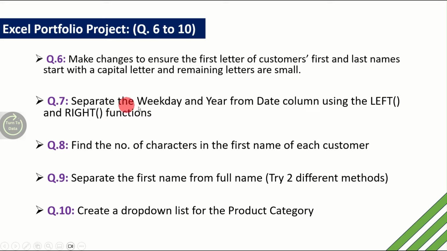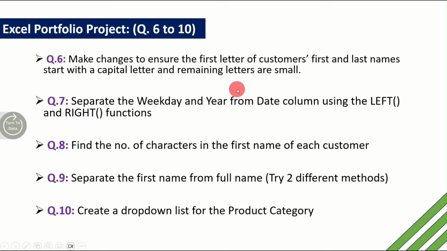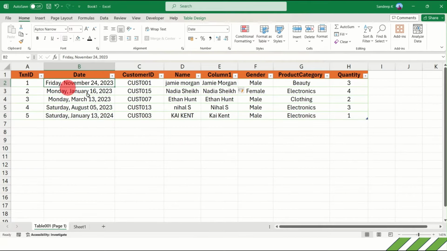Okay. So it says separate the weekday and year from date column using the left and right functions. So let's see how that is done. So basically what we want is we want the weekday and the year. Okay. So in this case, we will need Friday and 2023. Let's see how we can do that.